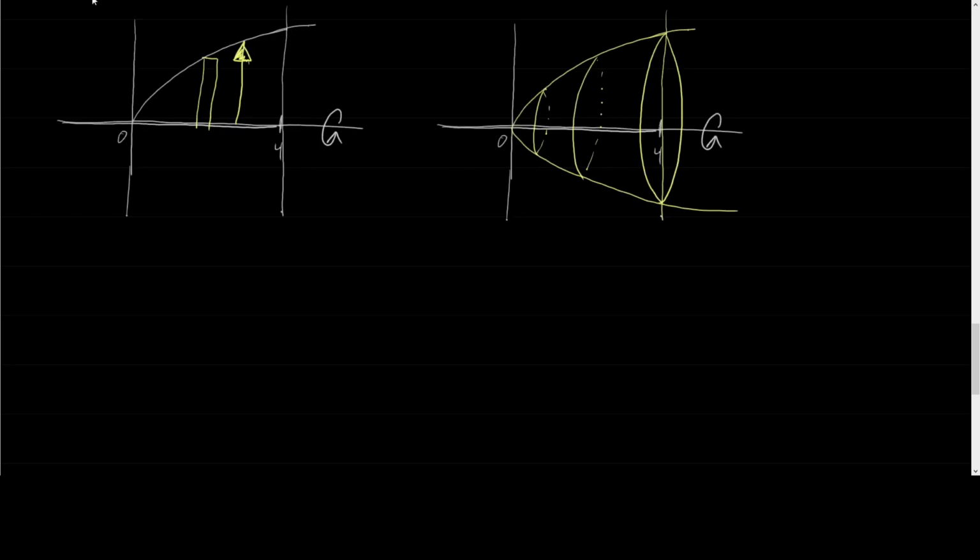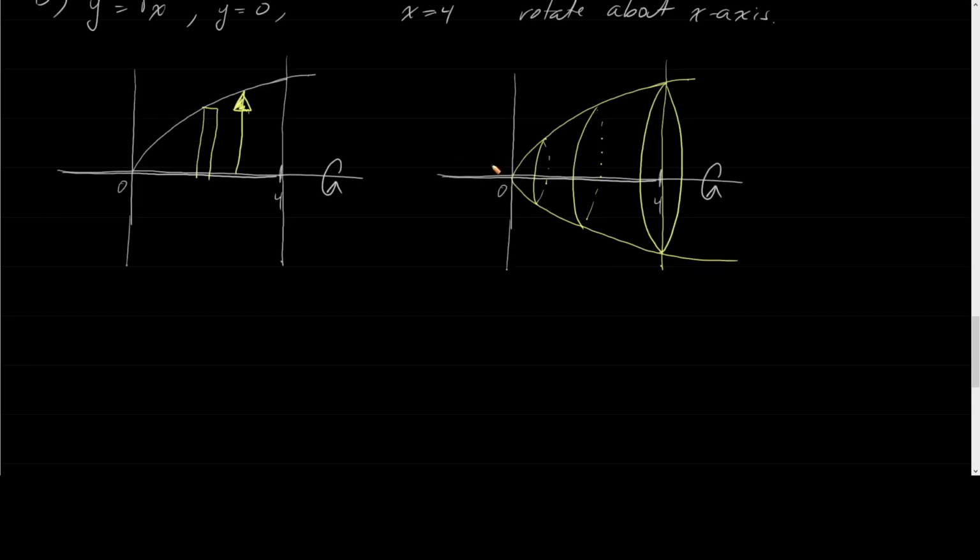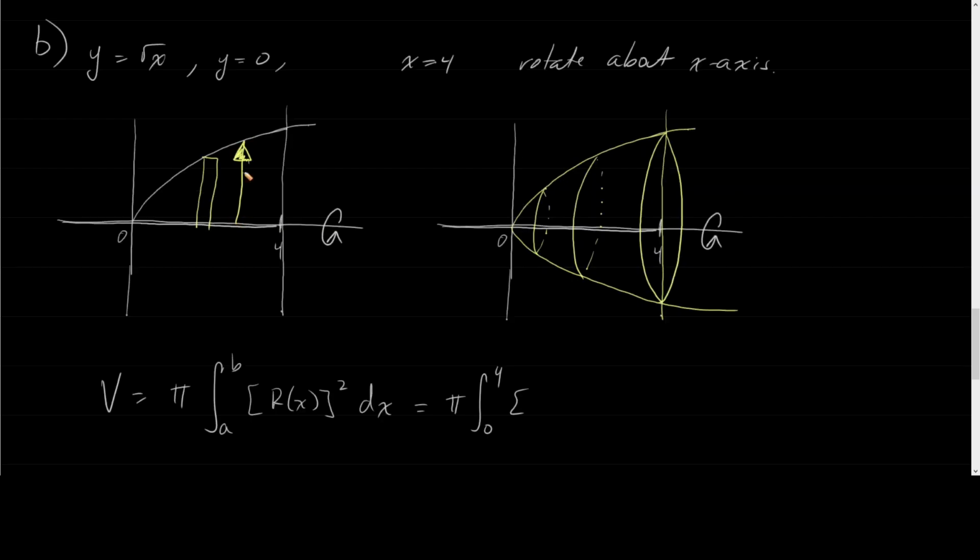Well, let's say our volume is going to be, well, we're still rotating about a horizontal axis, so we know that it's pi times the integral from a to b of r of x squared dx. Okay, what does that mean? Here we're going from 0 to 4, right? So that's our x bounds. So we have pi integral from 0 to 4 of our function r of x squared. Well, what is this distance right here? That's our radius. What is that distance? Radical x. So I get radical x squared dx.